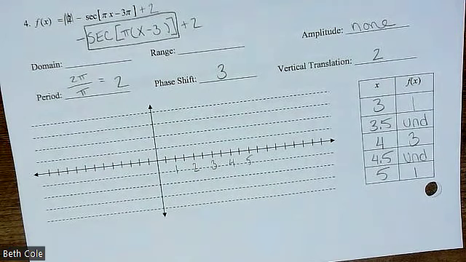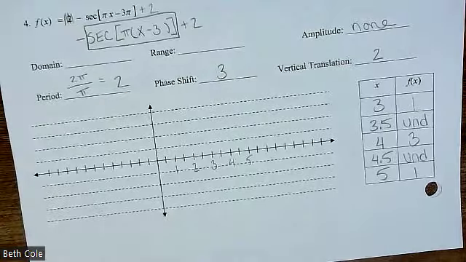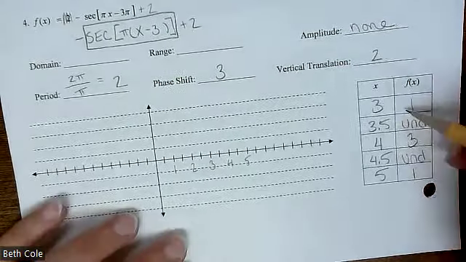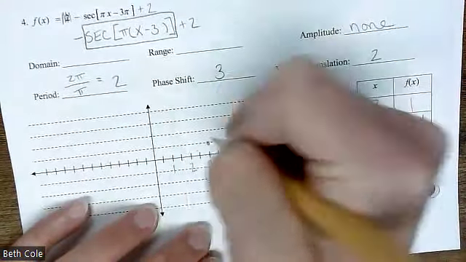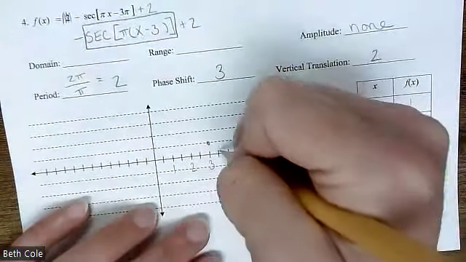So if you're going to count by halves, that's fine. And if you want to spread it out further, then that's fine too. Mine's going to be a little bit squished together, but whatever. And then just do at least 2 smiley faces and 2 frowny faces. So we're going to start at 3, 1, and then an asymptote.